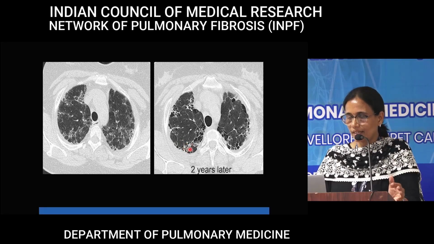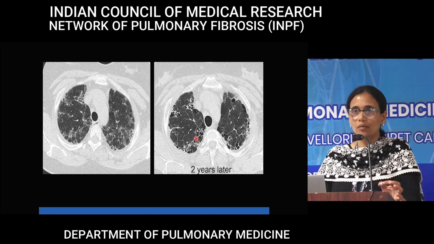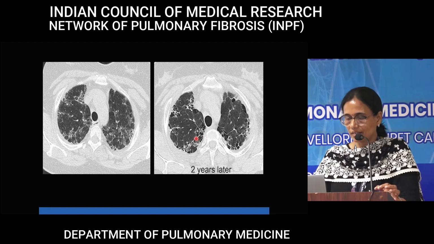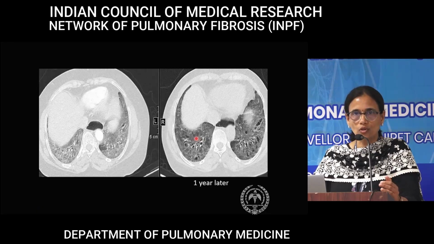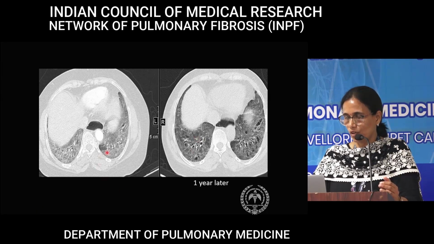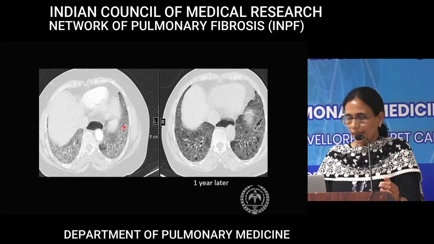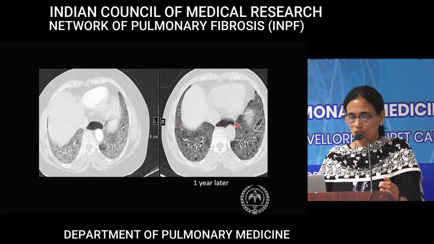Similarly, here we can see that the reticulations have become more coarse. The honeycomb areas have become larger. There's increase in the size of the honeycombing. So this is also progression based on radiology. Again, look at the size of the traction bronchiectasis here. So again, this is a radiological progression.